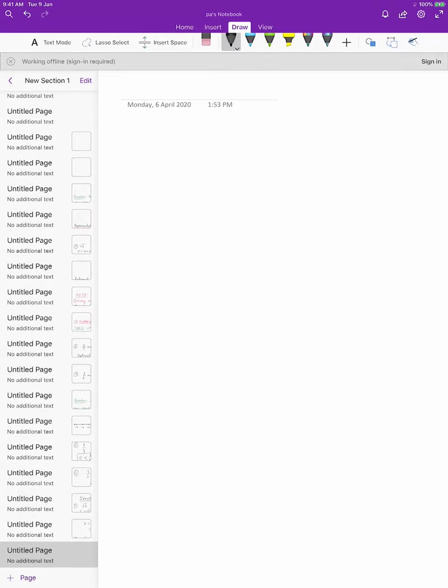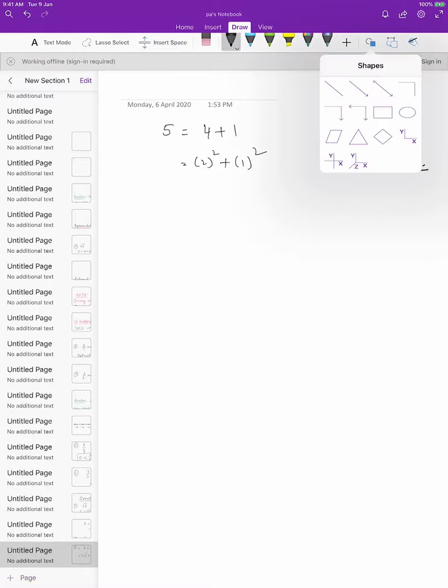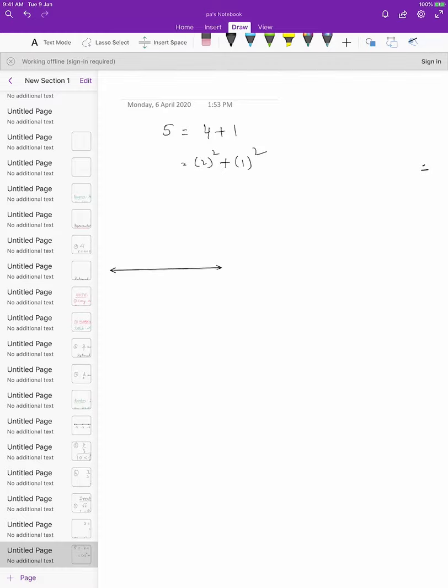Now children, remember one thing, when we wrote 5 as 4 plus 1, which is 2 square plus 1 square, it is not necessary that you have to take 2 units on the number line only. You can even change it. Suppose I can do it this way. I can take 1 unit on the number line and I can take 2 units perpendicular to it. Say this.